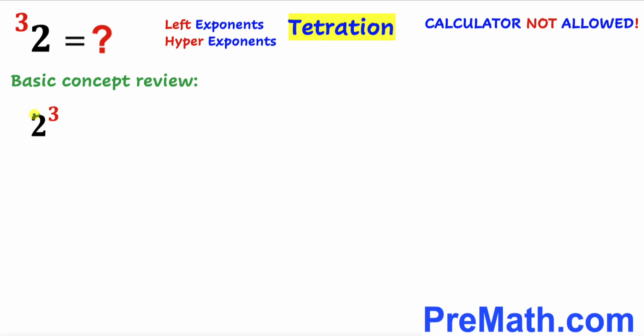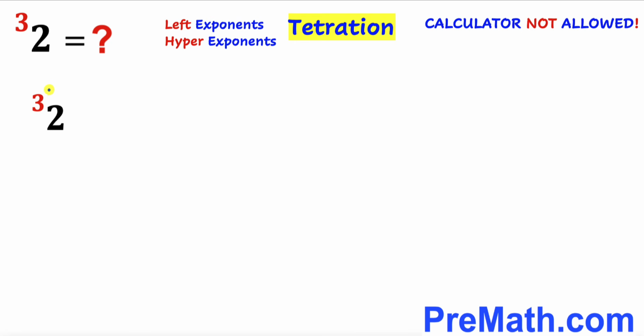We got 2 with exponent 3, and this is our right exponent. When we have a base 2 with exponent 3, that means we are going to multiply 2 three times, and if we multiply, that is going to give us 8. So therefore we know that 2 power 3 is always 8.